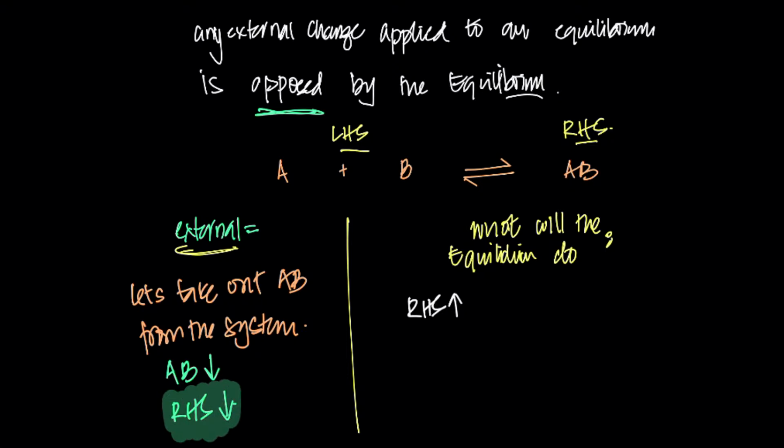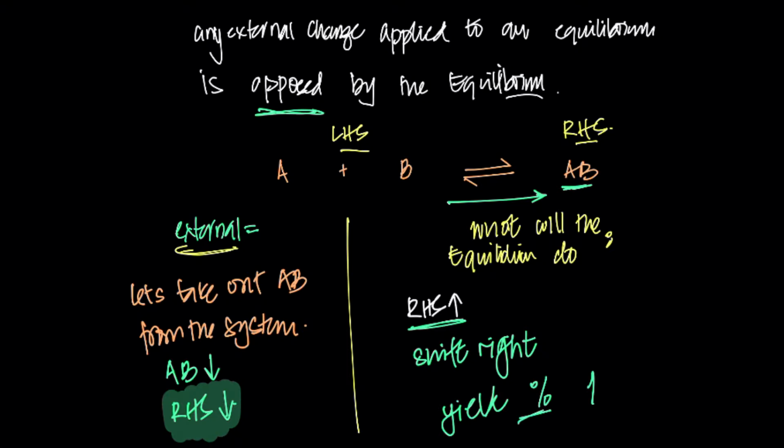So that's why I said look at the steps I take. I literally take the same side and do the opposite with that side. If the external factor is decreasing the right hand side, I will say let's increase the right hand side. How can I increase the right hand side? I want to go right. So I shift right. If I shift right, what happens to the yield? Even though I have removed AB, the total yield percentage will increase. So AB will increase. Even though I've removed it, it'll make more AB.